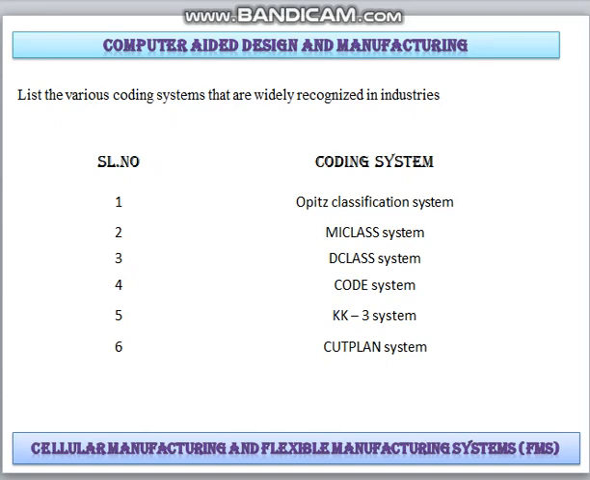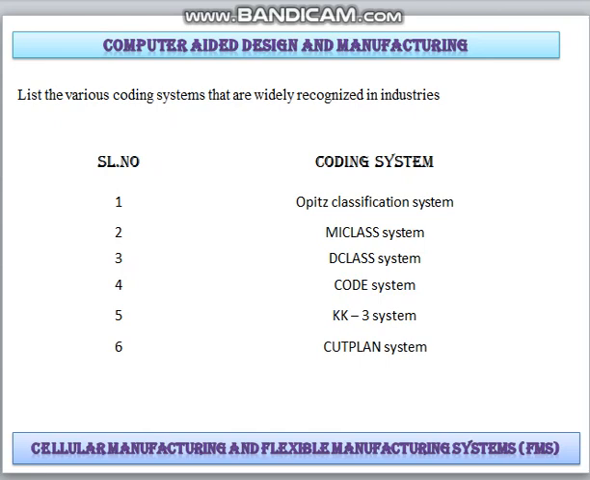In this video, let us see the various coding systems that are widely recognized in our industries. Coding is basically used for classification of parts according to the stages of manufacturing. So this coding system is listed below. The first one is the OPS classification system.